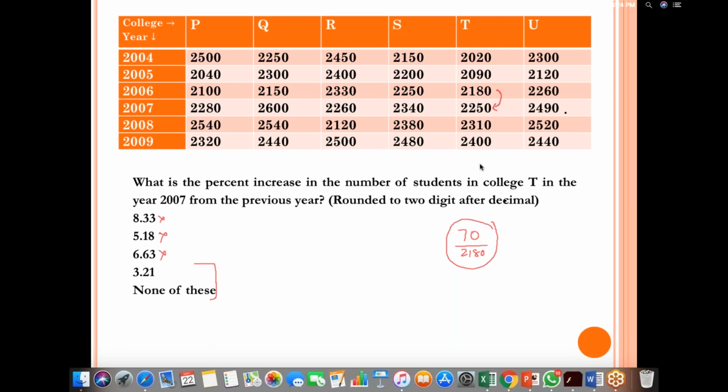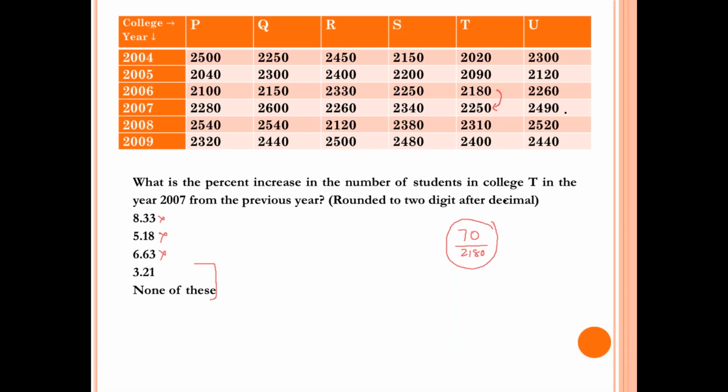Okay. So this was the question. Now let us assume we have a question on average, we have to find the average of T, right? So what kind of questions will we be getting based on average?